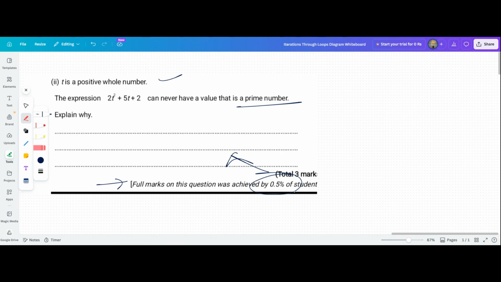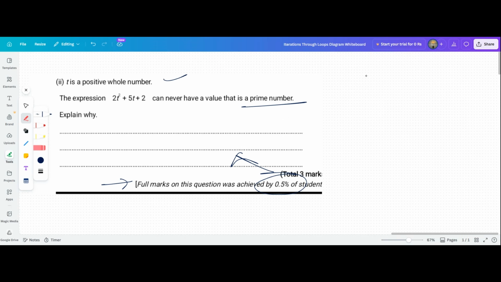So there were three types of students who tried this question. The first type is who never tried. It means they didn't get an idea, so they just left. They didn't try it. The second group is this 0.5% who did it correctly. The third group is they actually gave a try, but it was wrong.